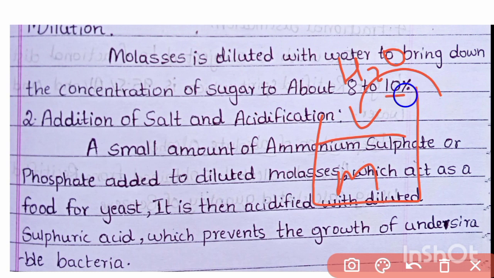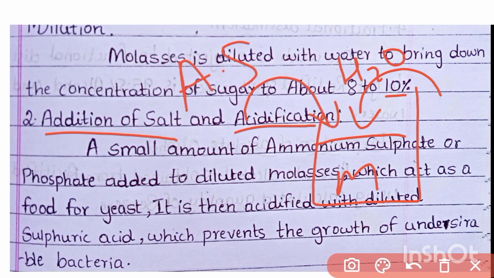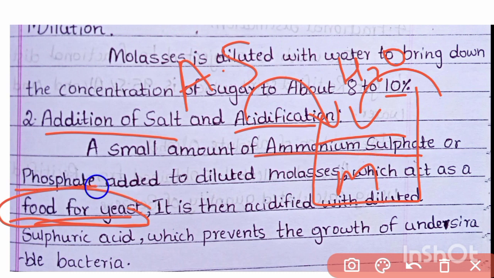The second step is addition of salt and acidification. To this diluted molasses we add either ammonium sulfate or ammonium phosphate. This acts as a food for yeast. The main purpose of adding the salt is to act as food for yeast.